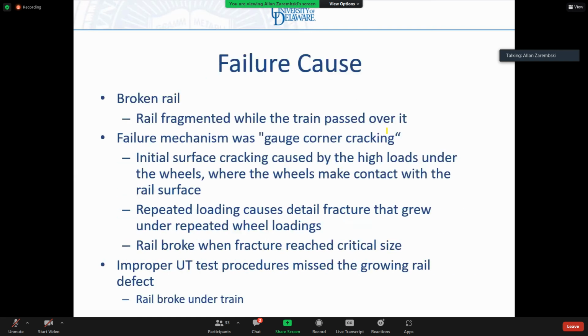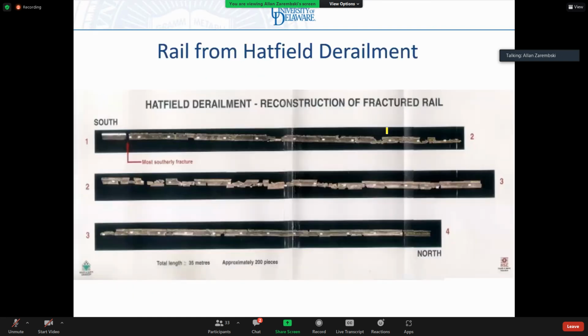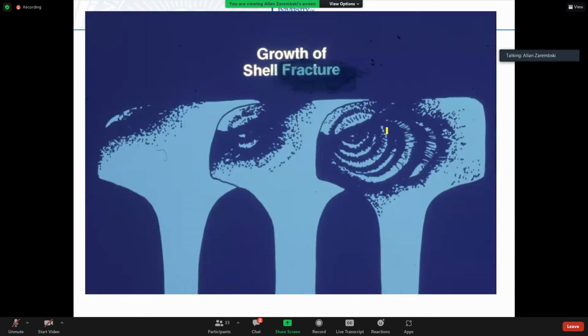Now, let me go ahead and I'll come back. So it was a fractured rail. This is actually after the thing fell apart. This is what it looked like, but it was actually a detailed fracture from a shell, which we will talk about today. And we'll spend a little bit of time talking about what this means, because this is one of the most common types of defects.